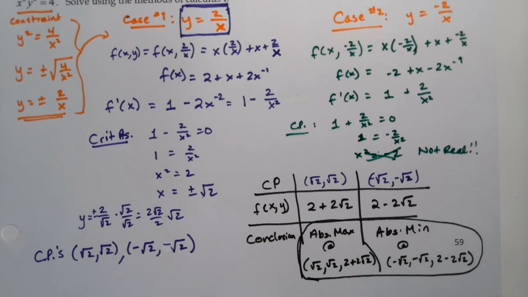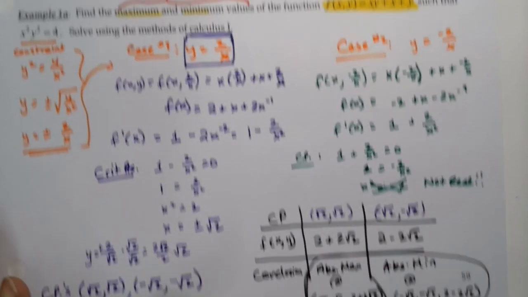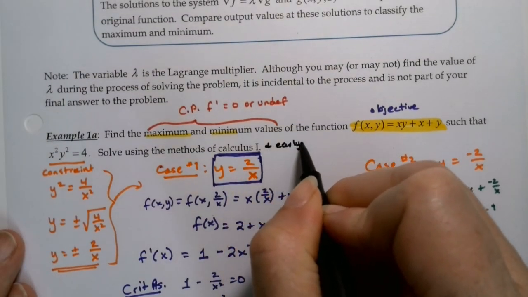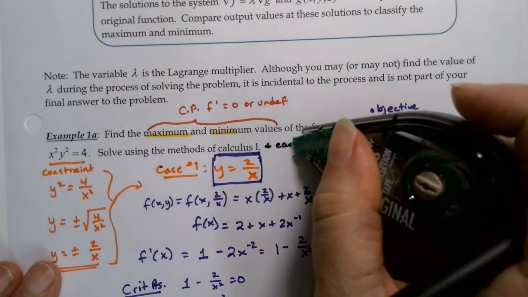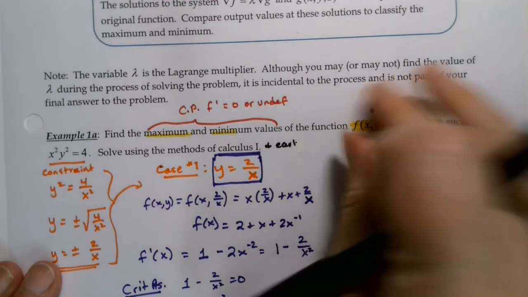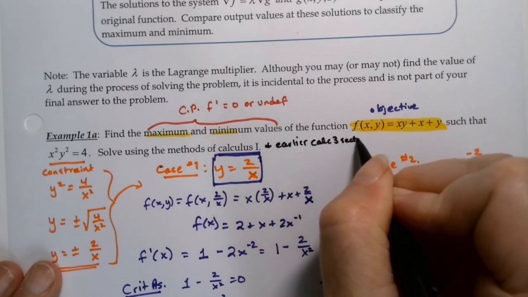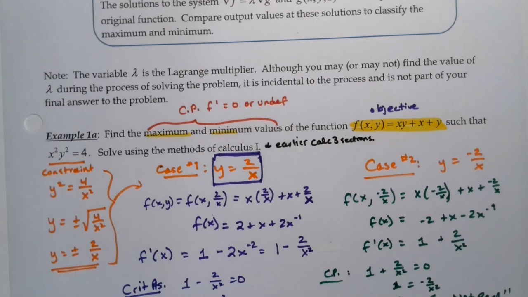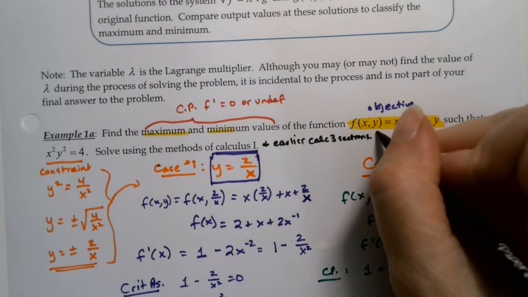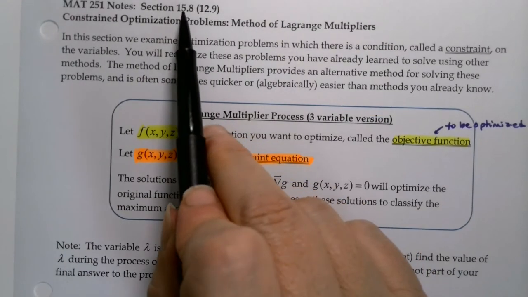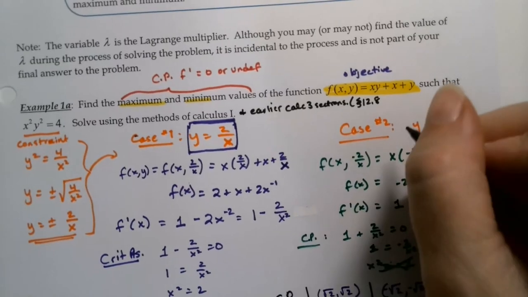All right, so that's what we did in Calc 1. And of course, it's very akin to what we were doing in Calculus 3 earlier. So we've already used this method. We could say using methods of Calculus 1 and earlier Calc 3 sections. In particular, section 12.8 if you are in the newest edition, or in the old edition, I think it's 15.7 in the third edition.